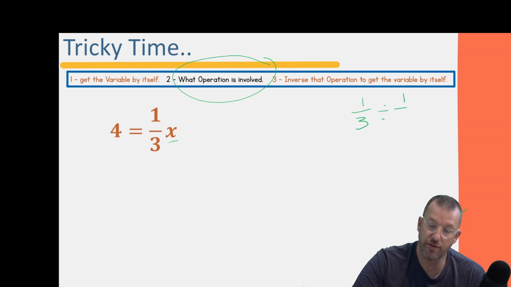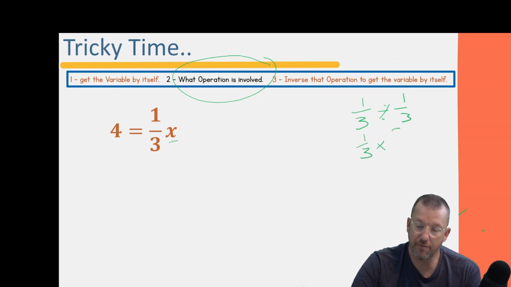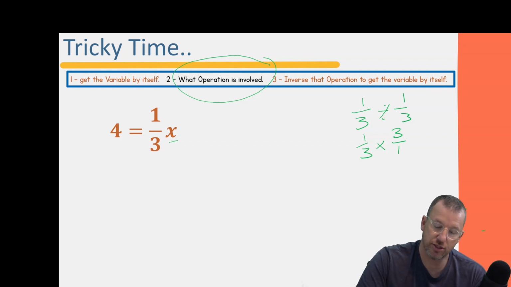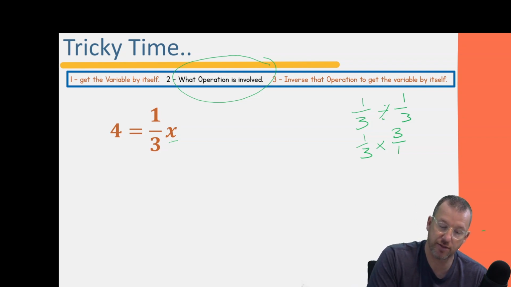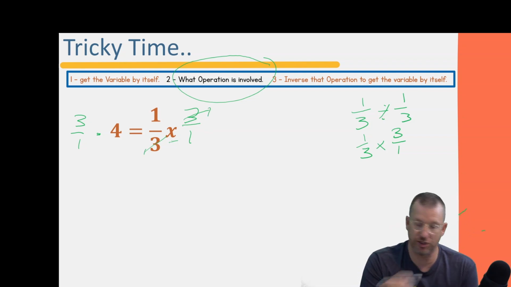So if I'm going to divide by 1/3, what am I really doing? I'm taking 1/3, I'm switching this to multiplication, and I'm flipping the other one over. So I'm really multiplying by its opposite, by its inverse. So I'm going to multiply this side by 3 over 1, which means we have to multiply the other side by 3 over 1. Okay? Remember what I told you with this one? When we look diagonally, they cancel out. So whenever you're multiplying or dividing by the inverse, you can just cancel them out.